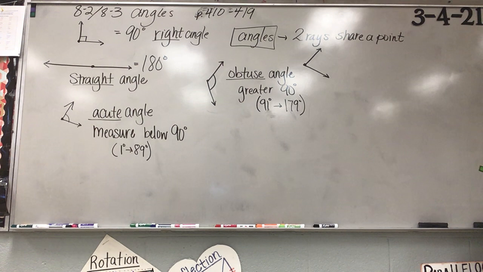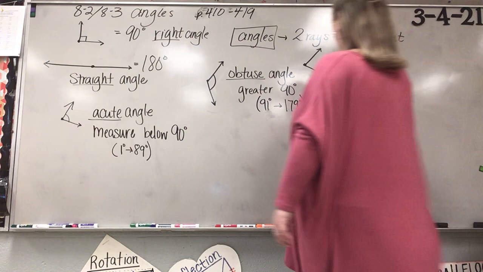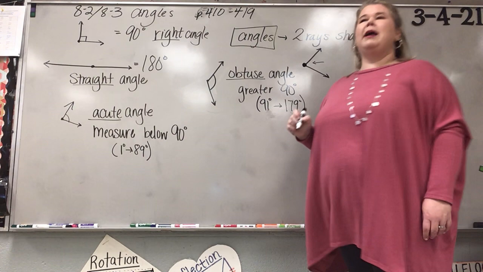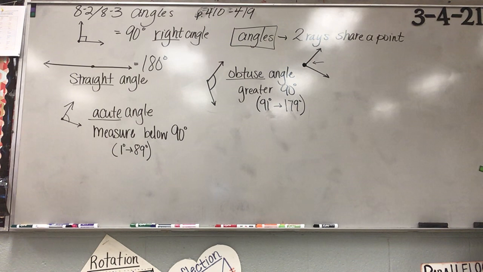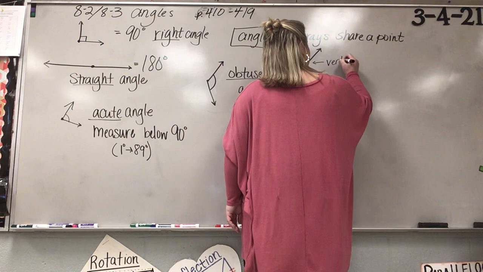My definition is an angle is formed when two rays share a point. Anybody know what that point is? You know mathematicians, they like to name everything. What's that point's name? No, that's when it's just one ray. Anybody know what that point is that they share? Called the vertex. It is the vertex, that center point.